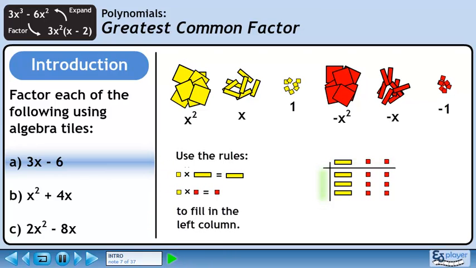Now we'll fill in the left column. We need shapes that will multiply out to give us the yellow rectangles and red squares inside the grid. If we use 3 small yellow squares, we'll get the shapes inside the grid.